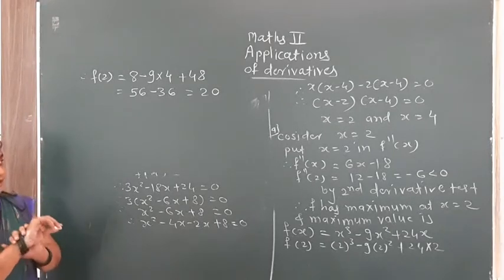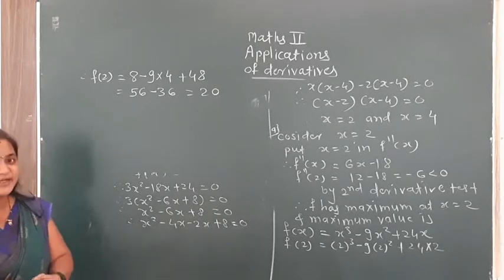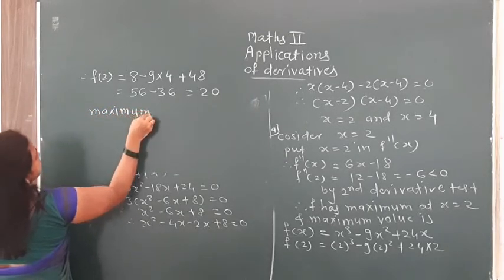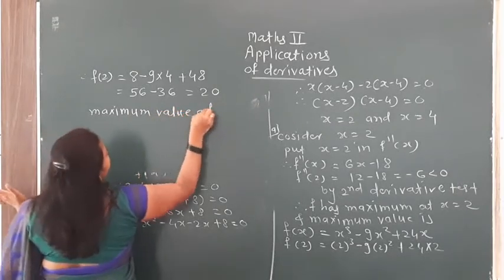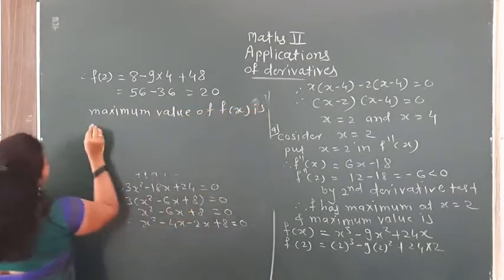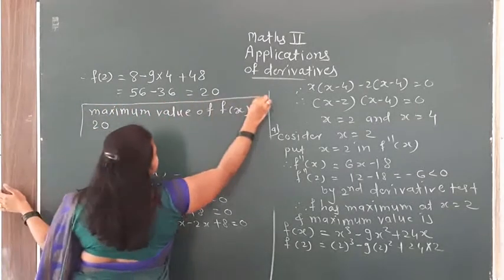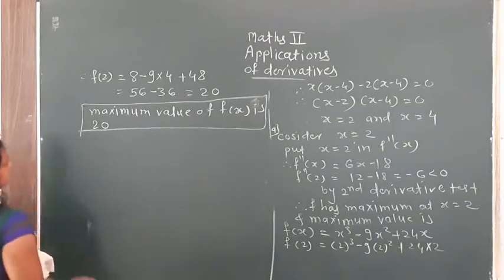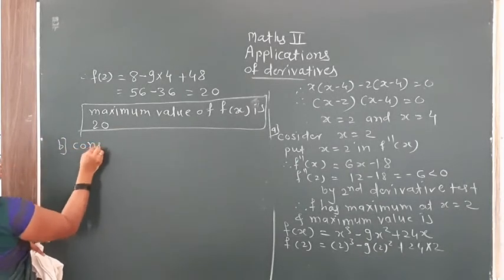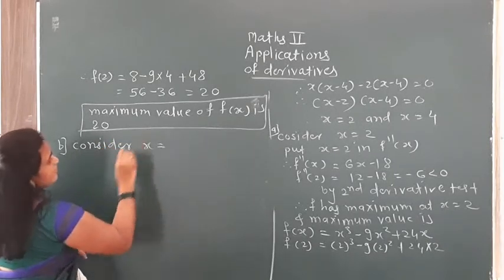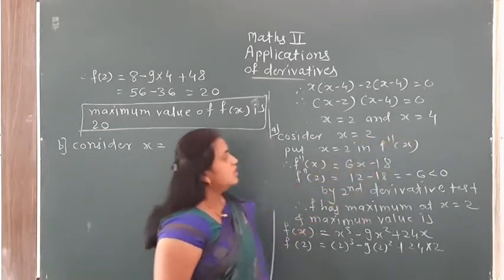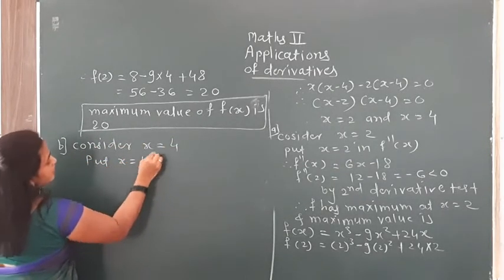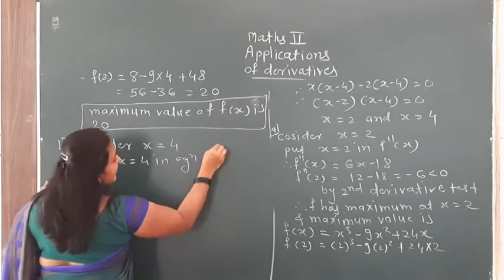Now we use the same procedure for the second root. So this is the maximum value: the maximum value of f of x is 20. Now we check whether the other root gives a maximum or minimum. Consider the second root, x is equal to 4. So next step, put x is equal to 4 in the equation f double dash of x.